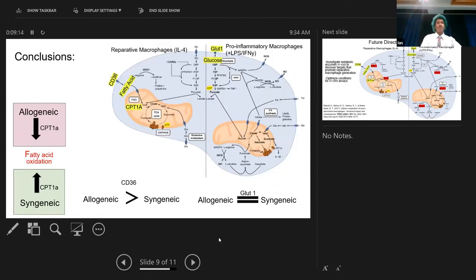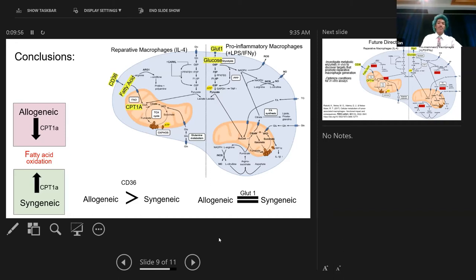So what conclusions can we draw from this? In the presence of CPT1A, allogeneic macrophages surrounded by allogeneic materials had a decrease in fatty acid oxidation, whereas syngeneic had an increase. And then in terms of CD36, as I mentioned before, allogeneic expressed more of it, but they're relatively the same for GLUT1. So what we can determine from this is that there is a difference between syngeneic and allogeneic materials in terms of their fatty acid metabolism.